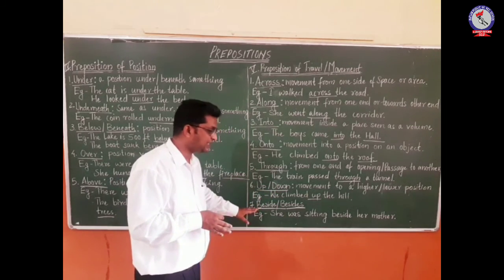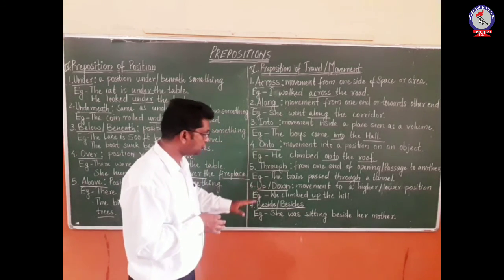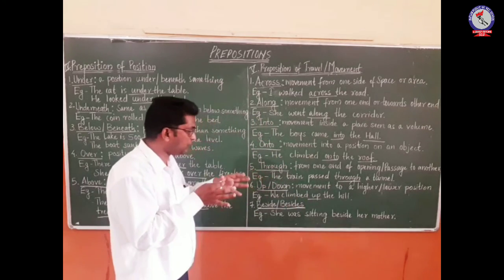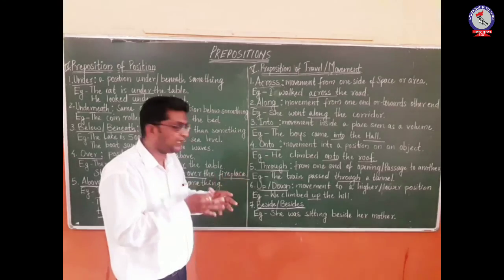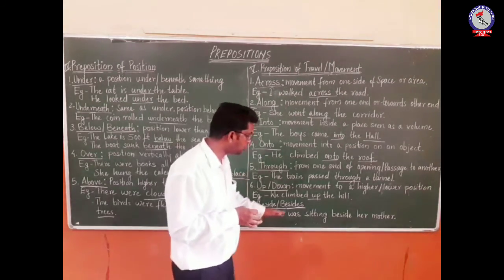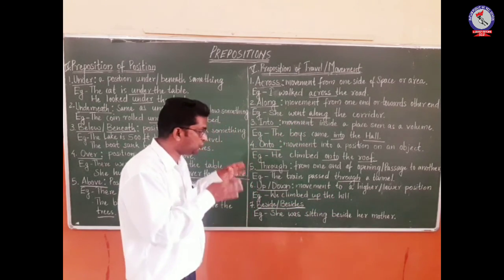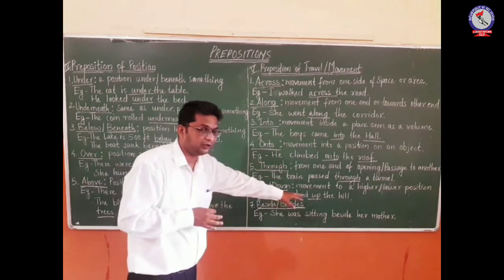Next is beside and besides. Example. She was sitting beside her mother. Beside shows us the position of a thing nearby. So, she was sitting just nearby, by the side of her mother.